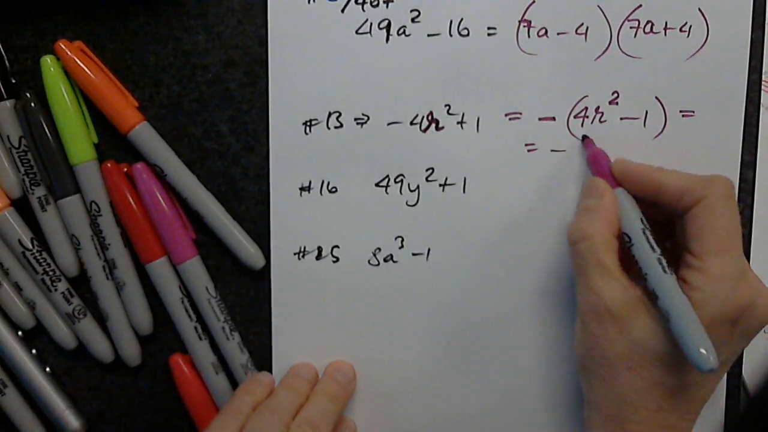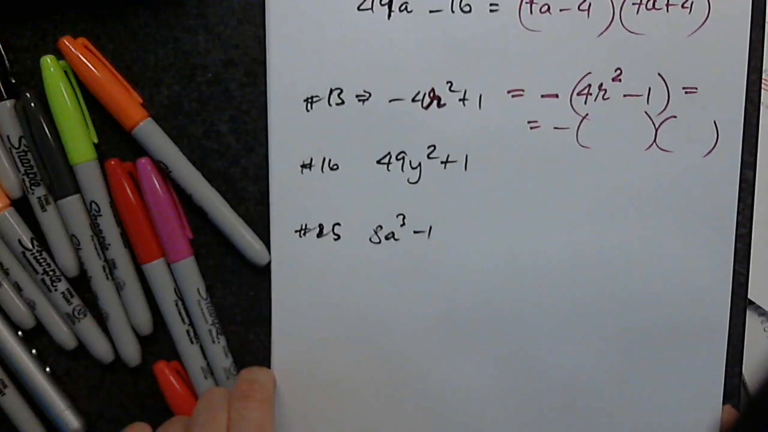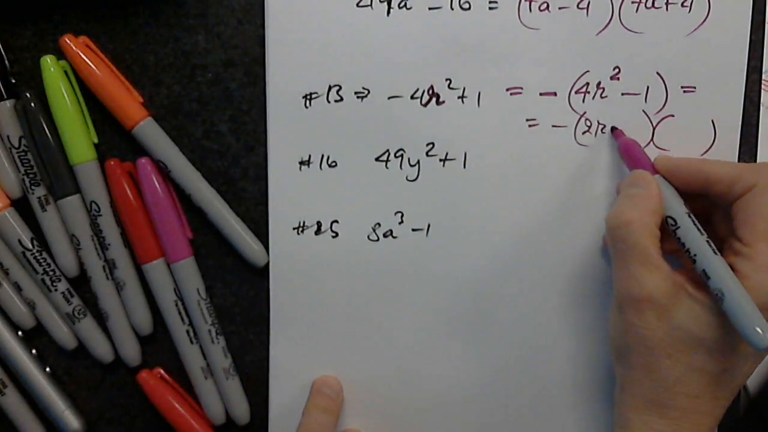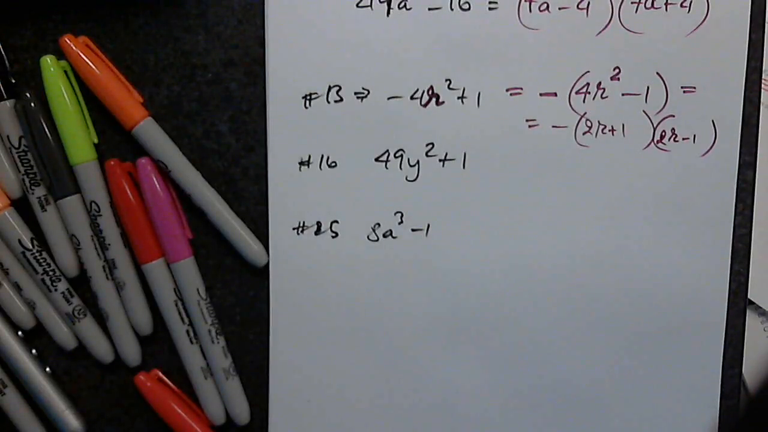Very good. Once you said difference of squares, I know I'm going to have to write two binomials. What are they? In any order you want. Is that clear? Okay, next one.